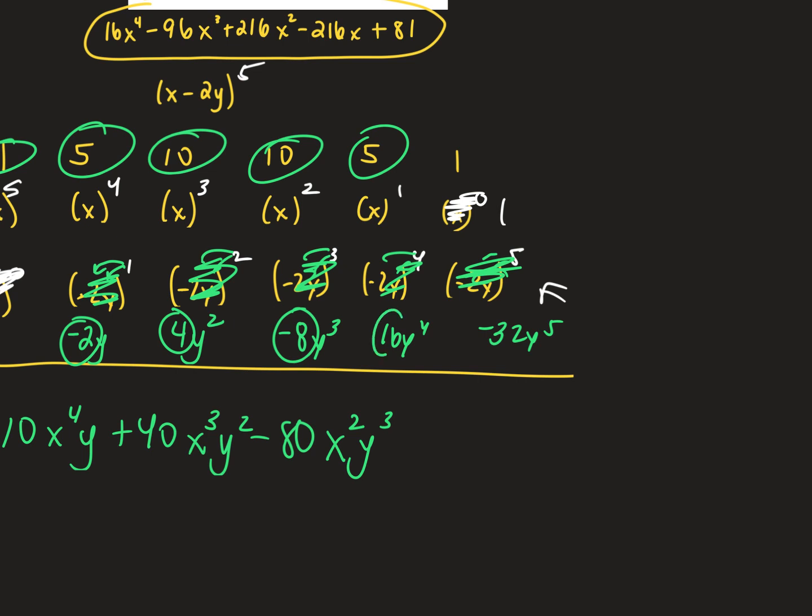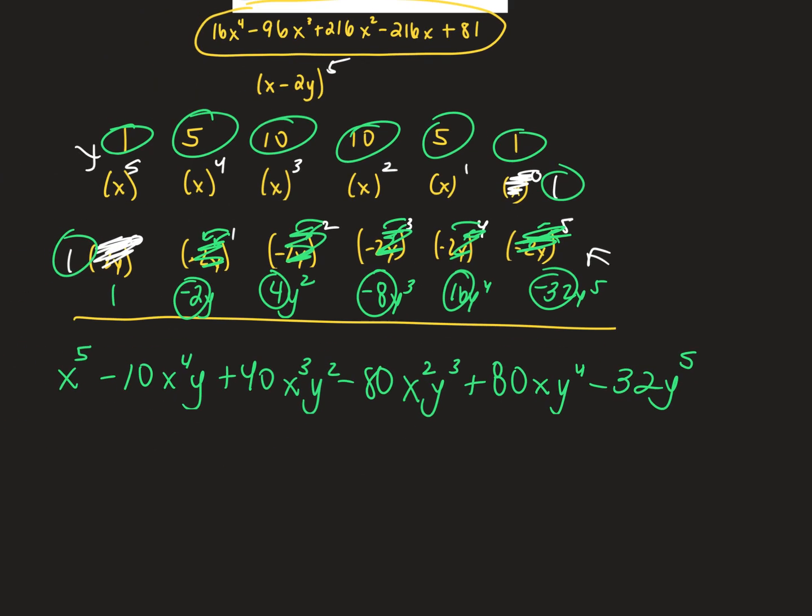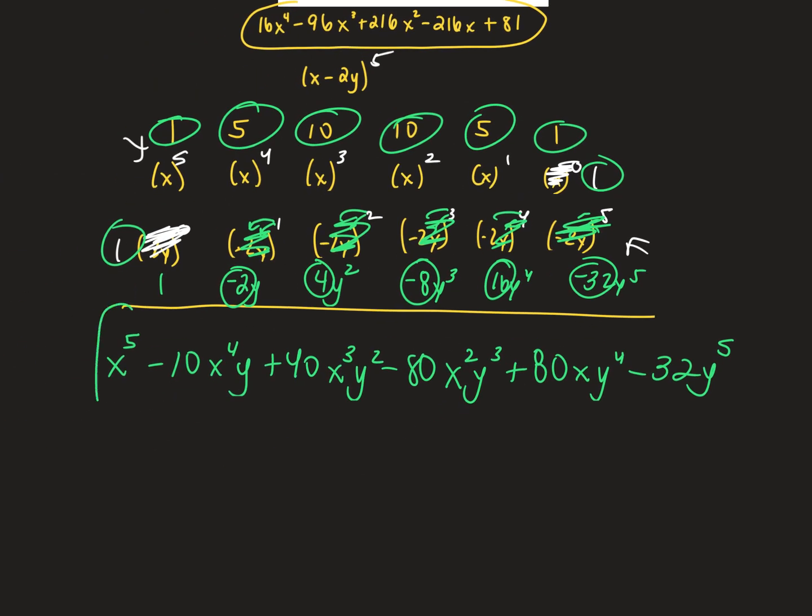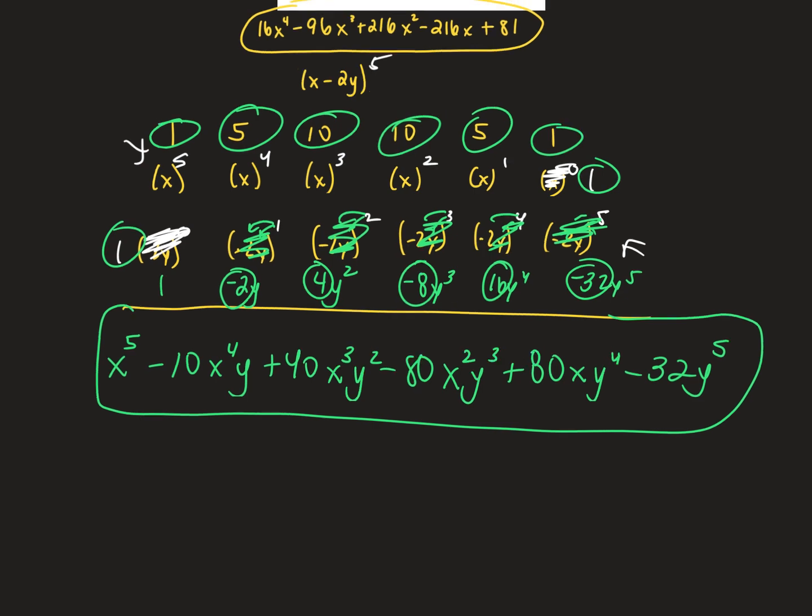5 times 16 is going to give me a positive 80, and my letters would be x to the 1st power, y to the 4th. And then I have 1 times negative 32, which gives me negative 32y to the 5th. And there, ladies and gents, you have just expanded x minus 2y to the 5th power using Pascal's triangle.